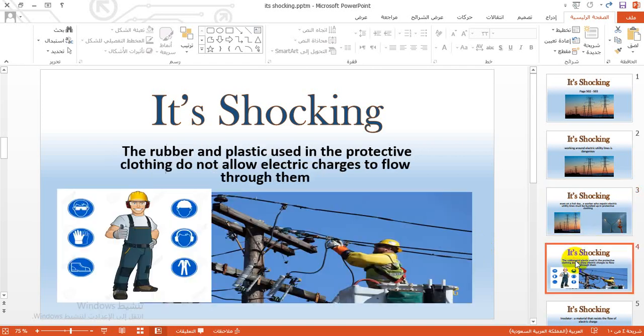For that reason, the rubber and plastic used in the protective clothing do not allow electric charges to flow through them. So the gloves, the shoes, or the clothes that they wear are made of plastic or insulators that protect their bodies from the electric charges, or the high voltage.